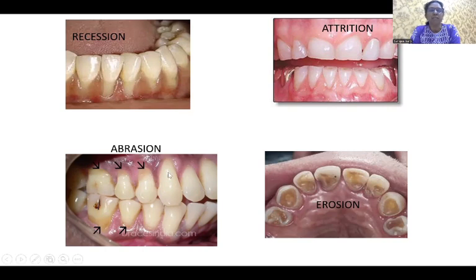The other condition is abrasion. This is mainly because of overzealous brushing of the teeth. The enamel is worn out and the dentin is exposed. The final condition is erosion, which is caused by excessive consumption of acidic beverages or carbonated drinks.